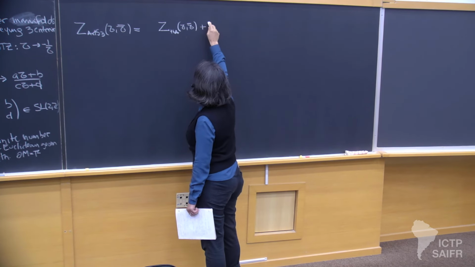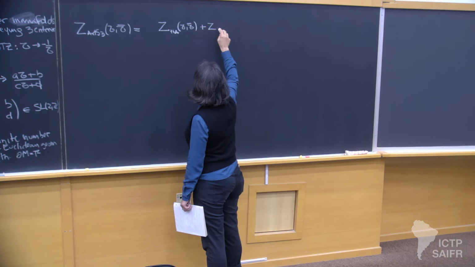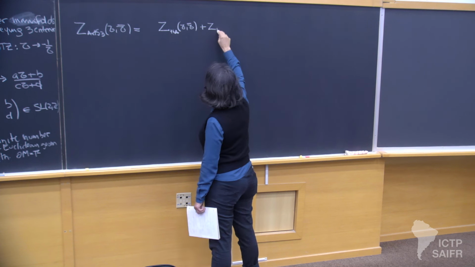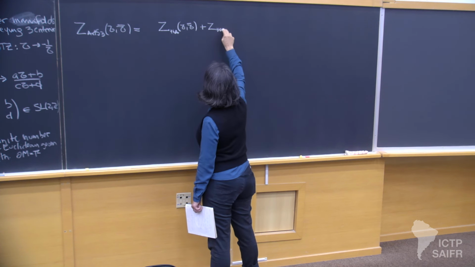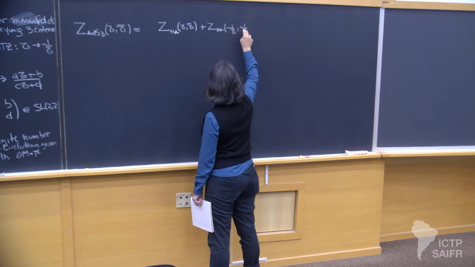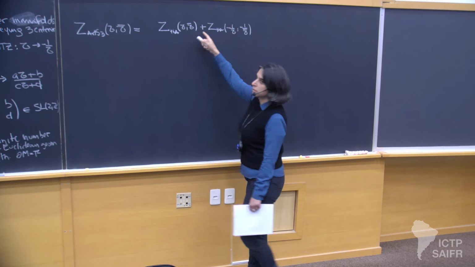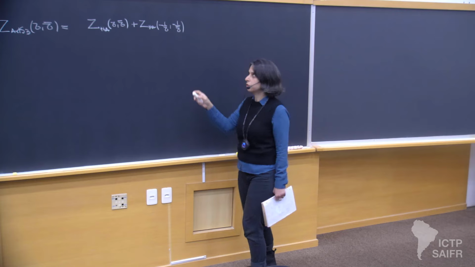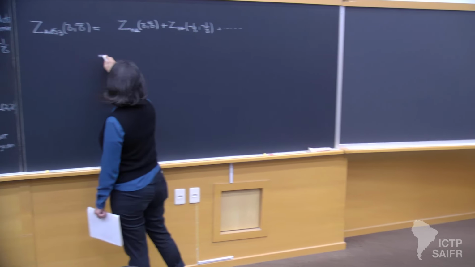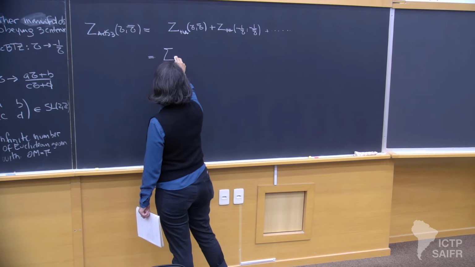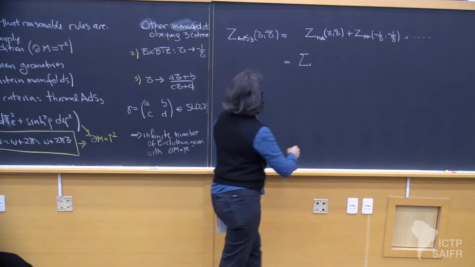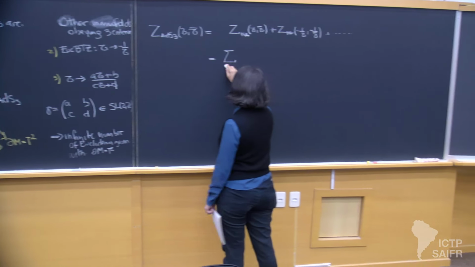Then you would tell me to add up the one that comes from BTZ. But the one that comes from BTZ is basically whatever you get in thermal AdS, but instead of writing tau and tau bar, just write minus 1 over tau and minus 1 over tau bar, and so forth for all of them. And so this thing basically just becomes a sum. Here gamma is an element of SL(2,Z).